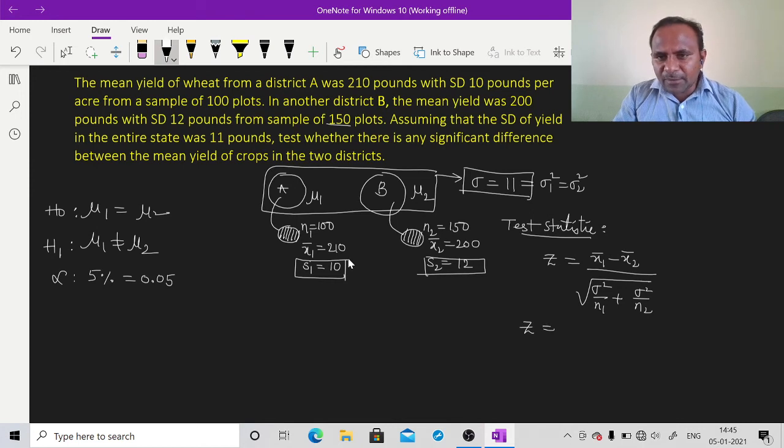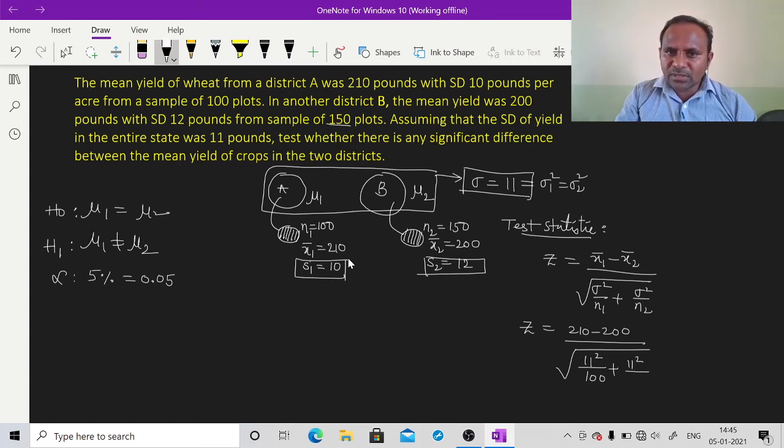So your Z will be 210 minus 200 over the root of 11 square divided by n1, which is 100, plus 11 square divided by n2, and n2 is 150. And this number will give you 7.04 or so.